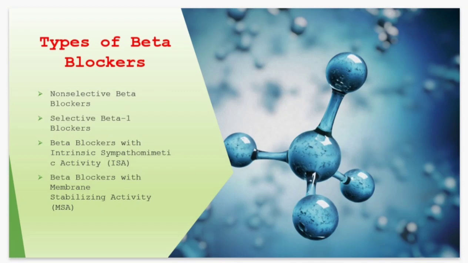Third is the beta blockers with intrinsic sympathomimetic activity. These beta blockers have partial agonist activity, meaning they can stimulate adrenergic receptors while also blocking them. Examples include pindolol and acebutolol. Beta blockers with ISA may be used in patients with mild hypertension or angina pectoris as they have a reduced negative impact on heart rate.